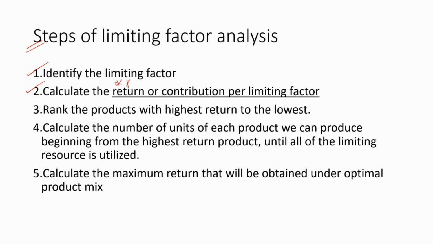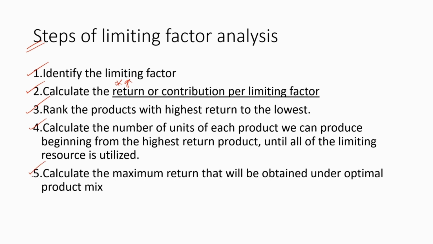This is very important. Most of the students will get incorrect answers for limiting factor analysis because they do not follow this step correctly. We have to calculate the return or contribution per limiting factor. Once we do an example question, you will understand this. Then we have to rank the products from highest return to the lowest. Then calculate the number of units of each product we can produce, beginning from the highest return product, until all the limiting resource is utilized.